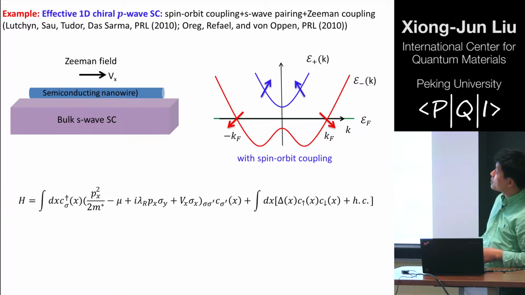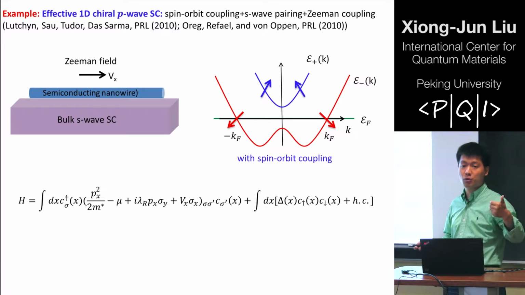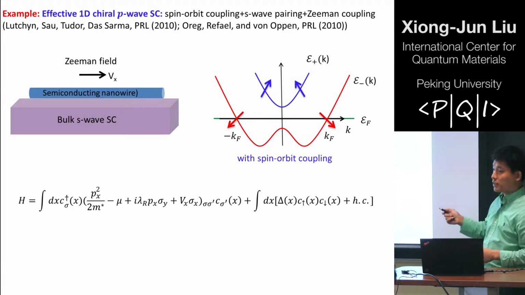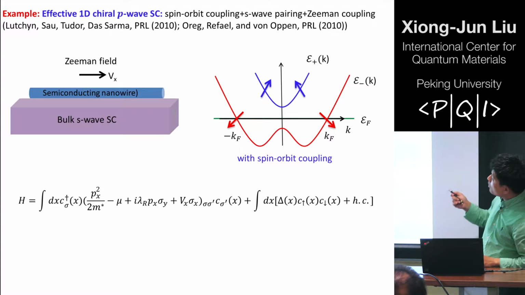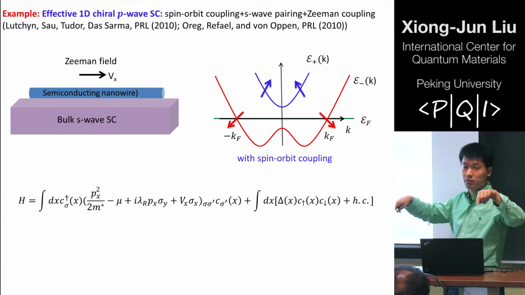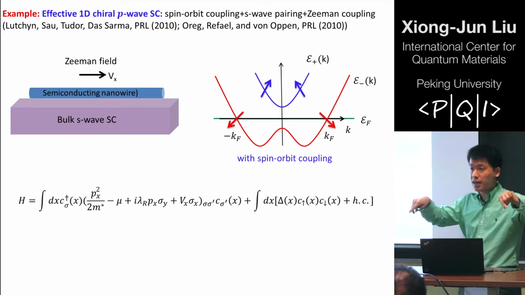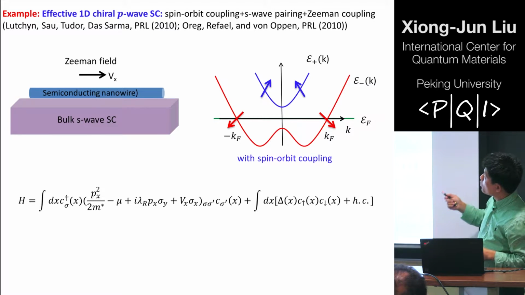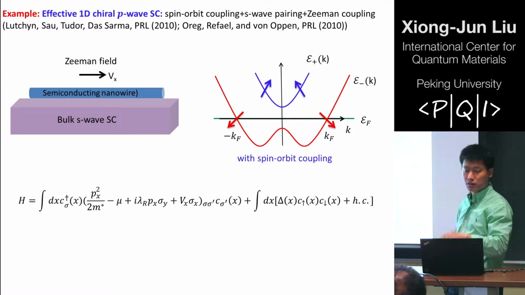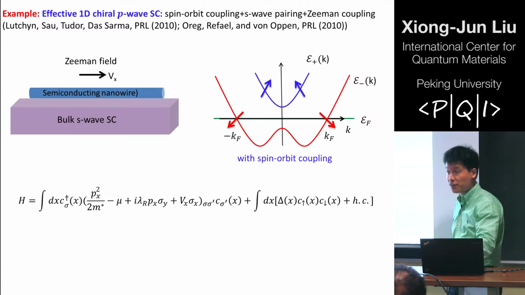Now furthermore, you turn on the spin-orbit coupling. Once you have the spin-orbit coupling, the spin is not fully polarized. It depends on the momentum. So for the left Fermi point and the other Fermi point, they are not fully polarized. They have some opposite direction. In that case, the s-wave pairing can happen between K and minus K. So then the s-wave pairing can open a gap at the Fermi surface.